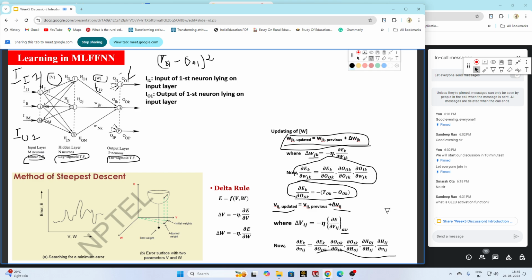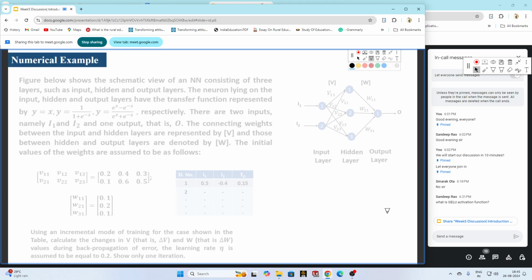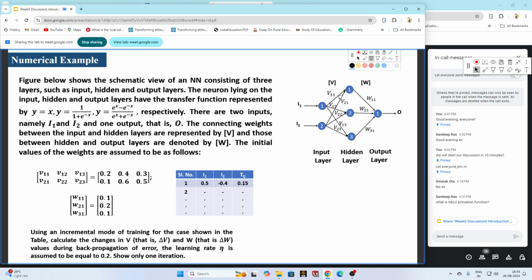Okay, so let's move on to the question. It will be very much clear. This figure below shows the schematic view of a neural network, also called NN, or you can call it ANN, consisting of 3 layers. You can see 3 layers.